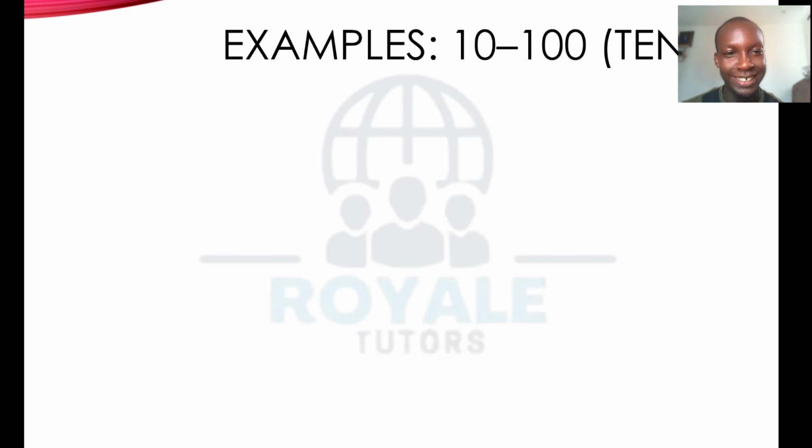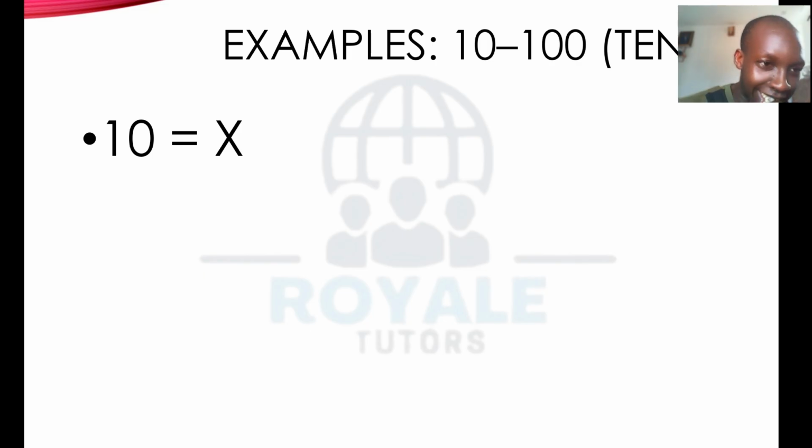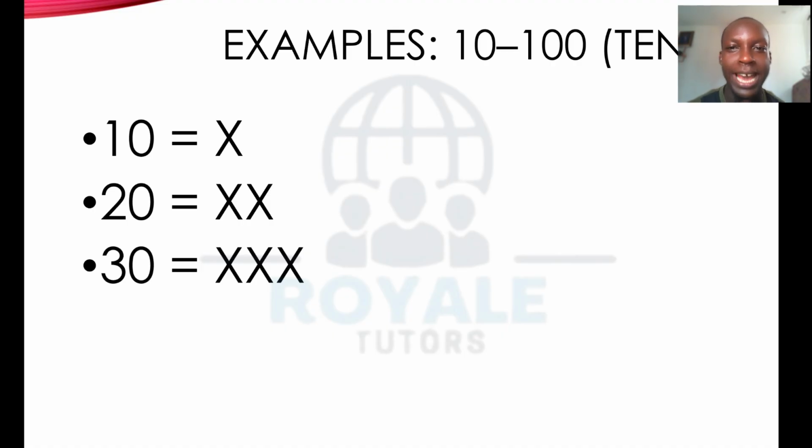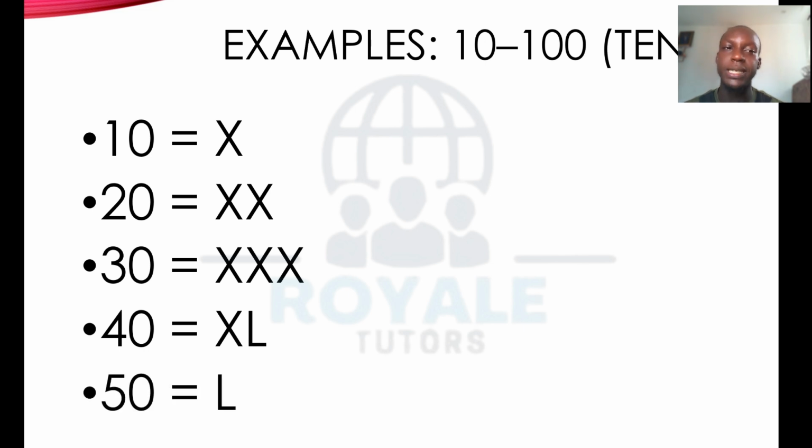Let's move on to the next slide. So let's look at examples. How do we write numbers in tens, in 10, 20, 30s, and all of that? We know that 10 is represented by the symbol X. 20 is represented by the symbol XX. 30 is represented by XXX. Of course, 40 is represented by XL because 50 is L.